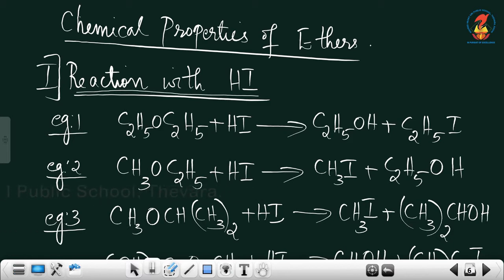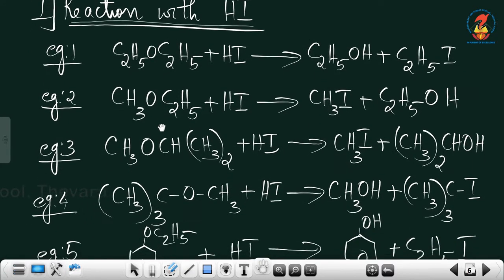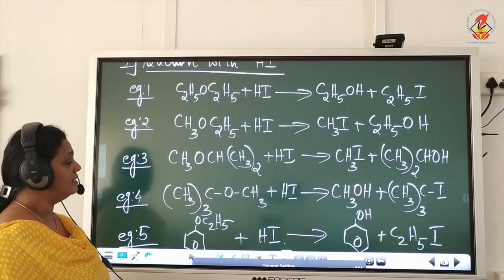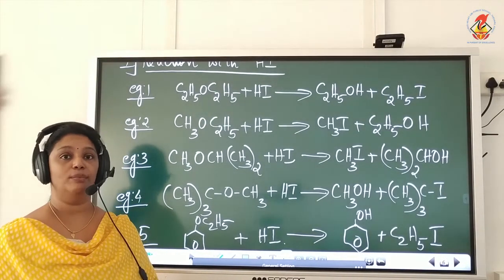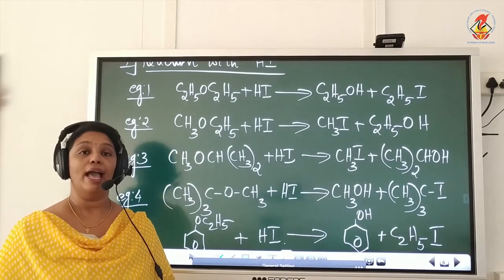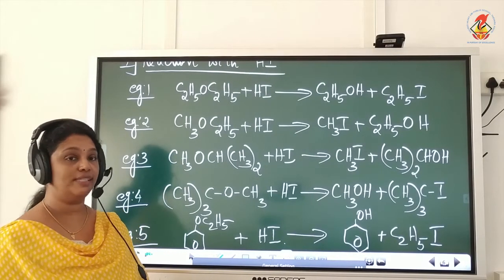Now, I have written 5 examples on the board. The product formed when ether reacts with excess of hydrogen iodide is alcohol and alkyl halide. Now, look at the first example.